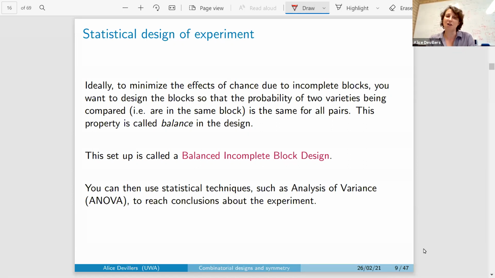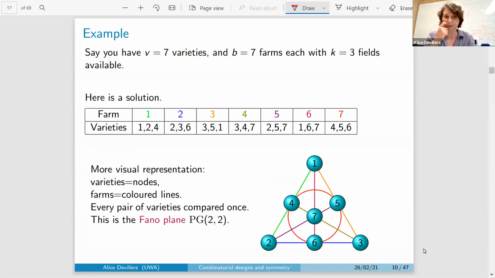I'm interested in how you set up the block design, and I'm a pure mathematician, and for me, my interest is purely because they're interesting objects in their own right. So here are some examples. Say you have 7 varieties and 7 farms, each with 3 fields that they agreed to give to the scientists for their experiments, then you could have this solution here.